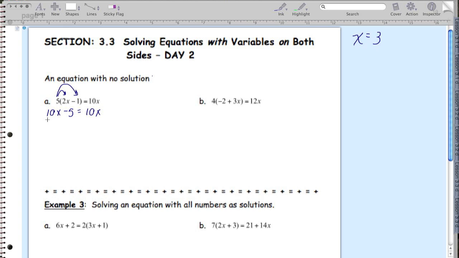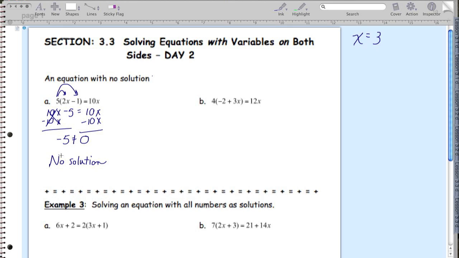So now I go to get the variables on the same side. Well, they're both 10x, so it really doesn't matter, but all right, I'll subtract 10x from both sides. That cancels, negative 5 comes down, and over here, 10x minus 10x is just 0. This is an example of no solution, and this is why.